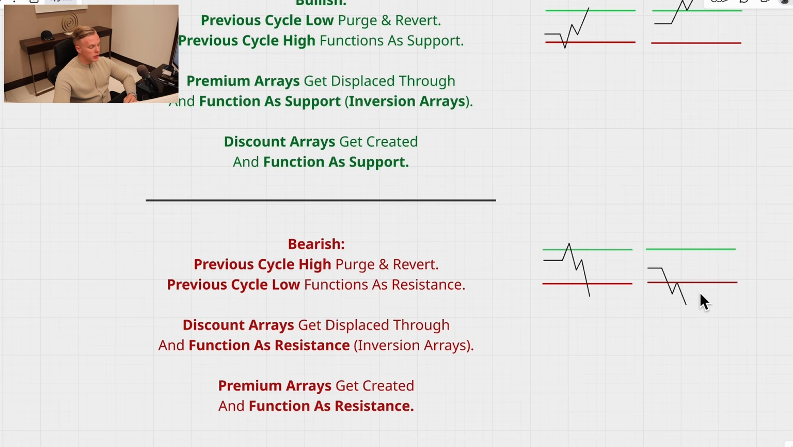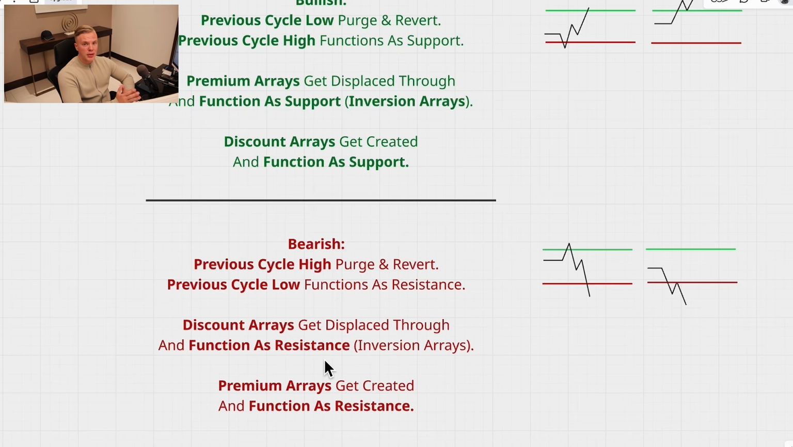When we pay attention to the use of PD arrays to gauge the order flow, we pay attention to discount arrays getting displaced through, and we anticipate them to function as resistance on price. Again, we treat these discount arrays as inversion arrays once they get displaced through. And the reason why we pay attention to these discount arrays on the right side of the curve is because these discount arrays should have functioned as support on price if the order flow would remain bullish.